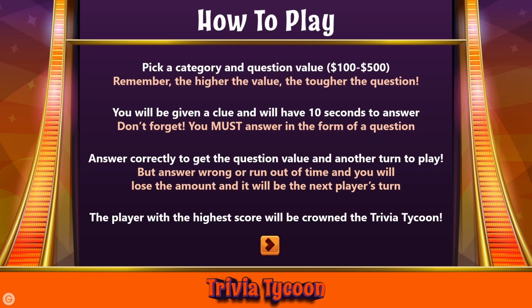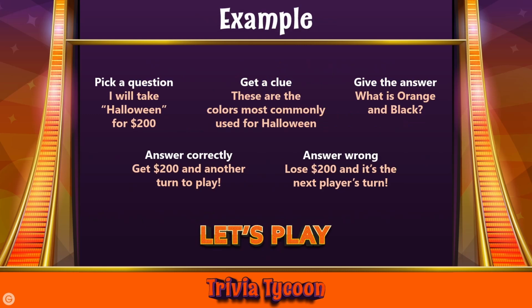Players will pick a category and question value, and will then be given a clue with 10 seconds to answer it. Remember, the questions get tougher as the value goes up. The instructions also share an example to give players an idea of how the game is played. Once you've gone over the instructions, click Let's Play to begin.